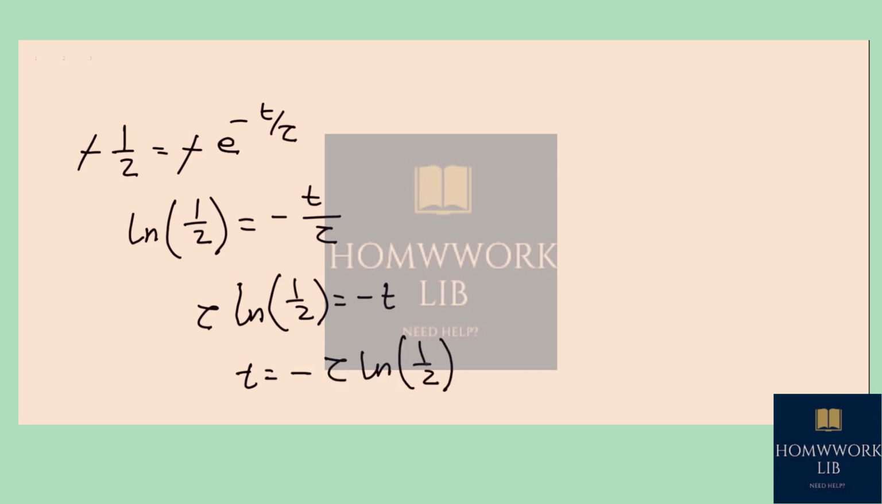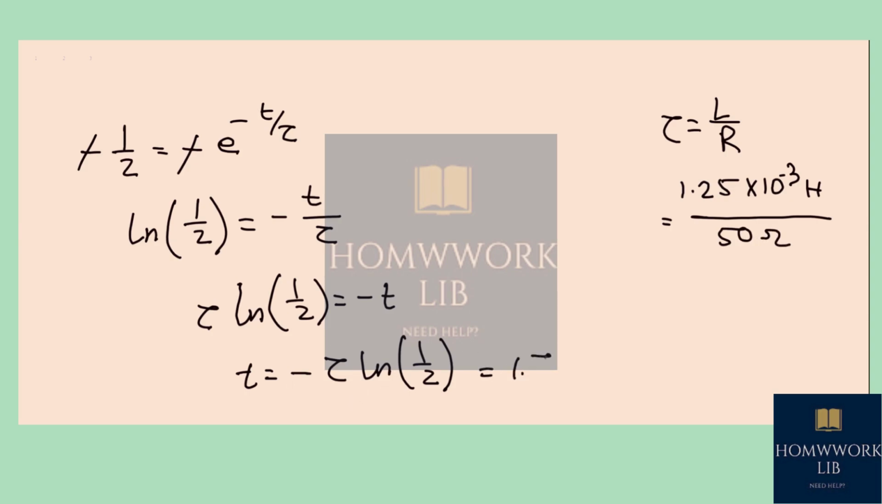And now if we use the given numbers as mentioned earlier, tau is equal to L over R, which is equal to 1.25 times 10 to the power negative 3 Henry divided by the resistance, which is 50 ohms. And finally we'll get 1.73 times 10 to the power negative 5 second. Okay, so that's part A.